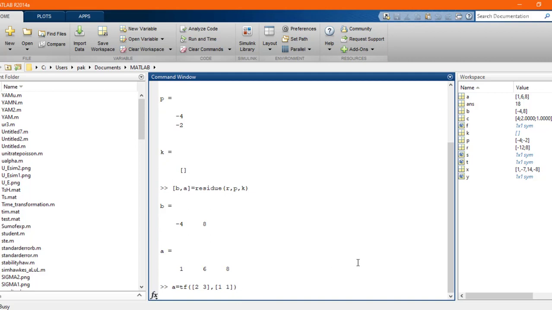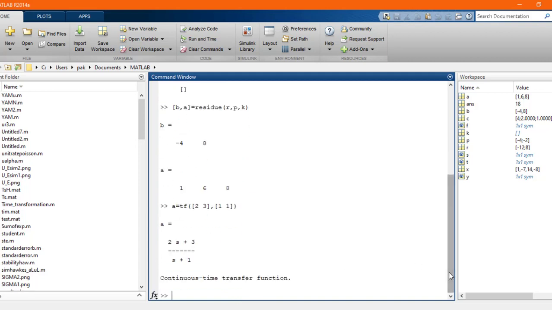The transfer function is getting a bit delayed I guess. Okay, a is equal to 2s plus 3 divided by s plus 1, and you can see that it has recognized it as a continuous time transfer function. So this is what you needed to know about the LTI transfer function as a rational expression. A is equal to 2s plus 3 over s plus 1.